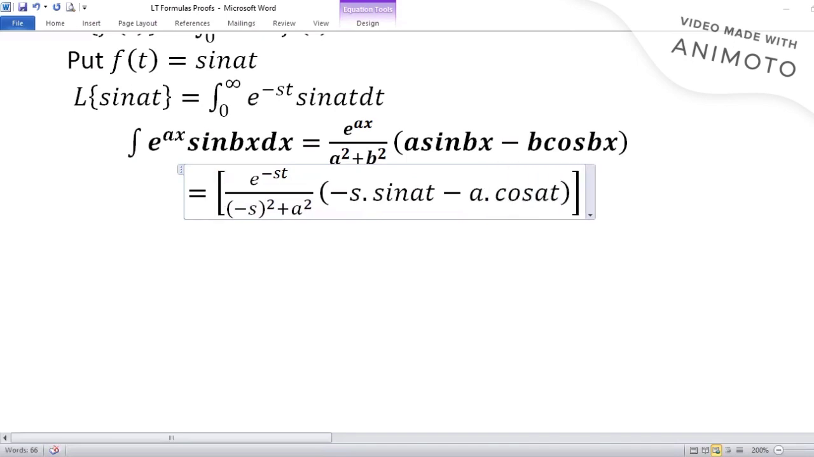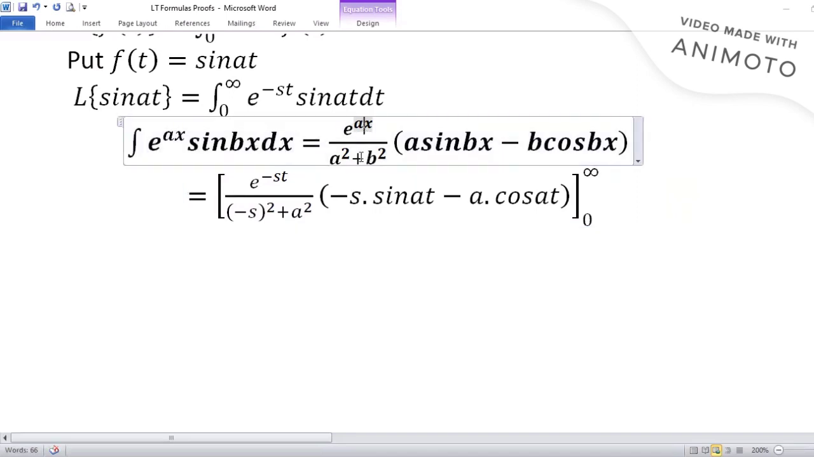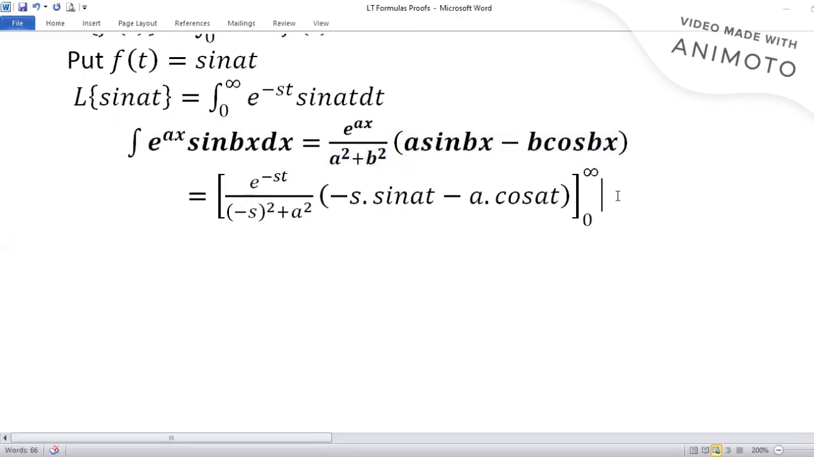So this is going to be the integration of e raised to ax sin bx with limit 0 to infinity. It's a direct integration of e raised to ax sin bx, which is e raised to ax upon a square plus b square, a sin bx minus b cos bx. Let us now substitute the limit.